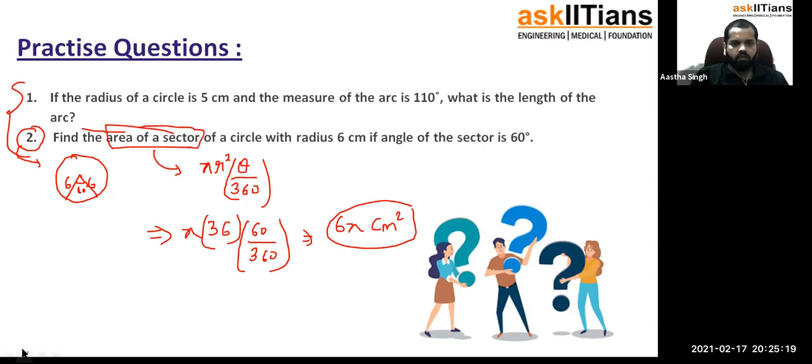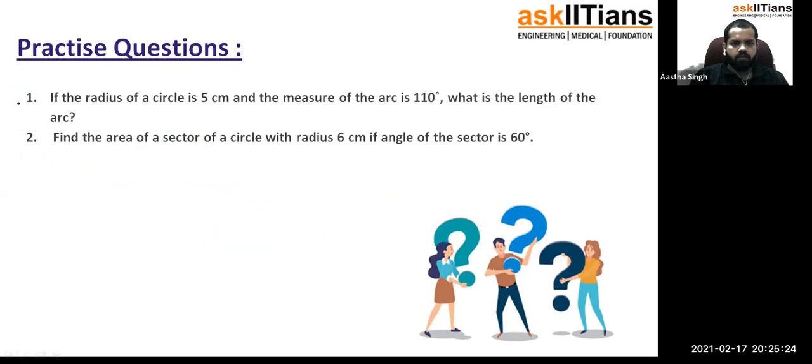Now we'll try to solve your first question also. So the first question says, if the radius of a circle is 5 cm and the measure of the arc is 110, your angle is given, 110 degree. What is the length of arc AB? The question is telling you to find the length of arc AB. You need to find the length of an arc.